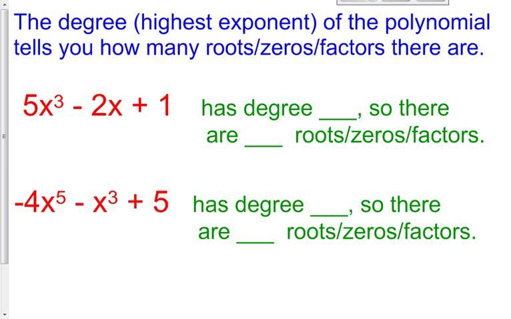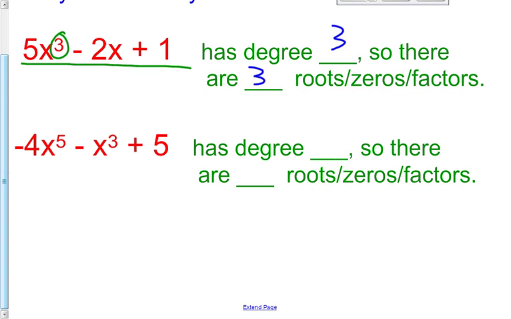Okay, the degree. It's the highest exponent of the polynomial that tells you how many zeros, factors, or roots there are. So we've talked about this before. We could look, and instantaneously we can say, bam, the degree is 3. So that means that it has 3 roots, zeros, or factors. I know that there are 3 answers for what x could be. In the same way, our degree is 5. So if the degree is 5, we know that there's going to be 5 solutions, or 5 roots, zeros, or factors. Okay? So that degree is a very quick and easy way of telling us how many answers there are.